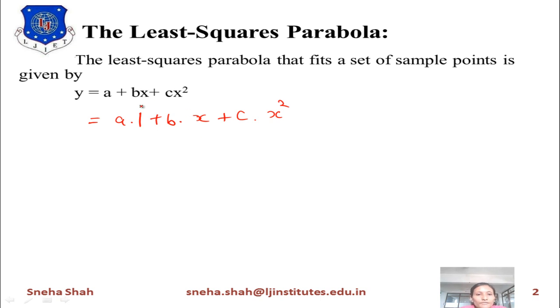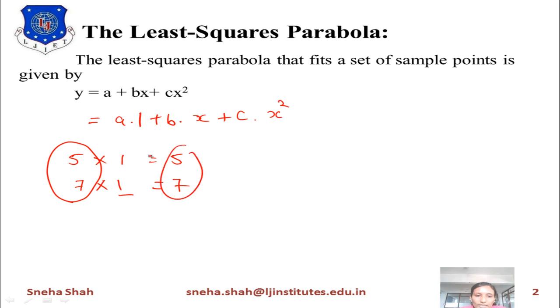First of all we multiply this equation with 1. When we multiply the equation with 1, it remains as it is. Like if I multiply 5 with 1, it gives the answer 5. If I multiply 7 with 1, it gives 7. When we multiply any number with 1, it gives that number only, right? So when we multiply this equation with 1, it remains as it is.